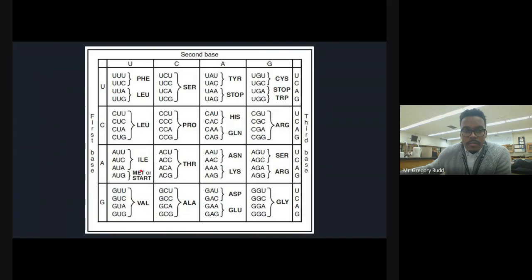Now, notice that, we talked about this on Friday as well. In most other cases, several different codons will code for a single amino acid. And we can see that looking at this chart. But in the case of methionine, there's only one codon that codes for it, AUG.